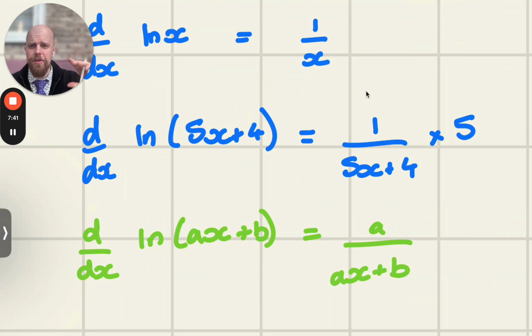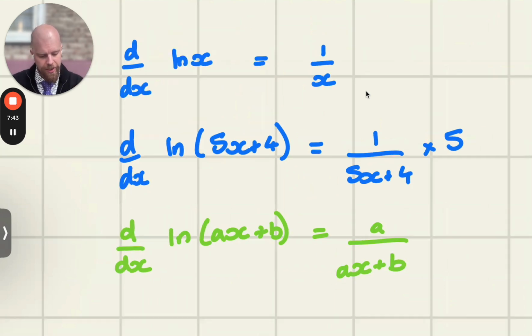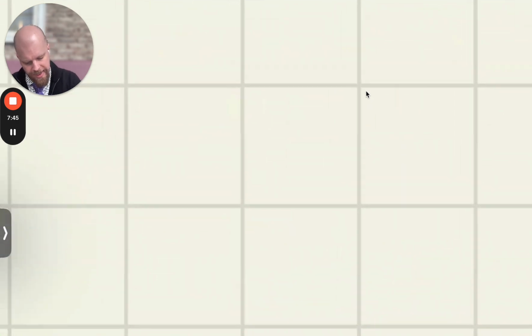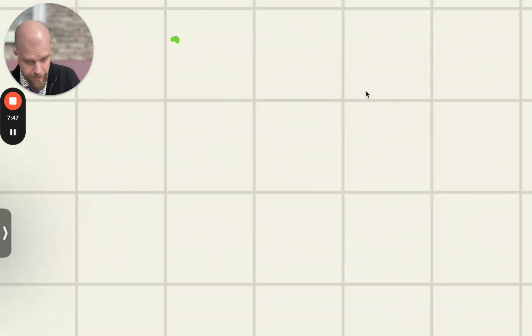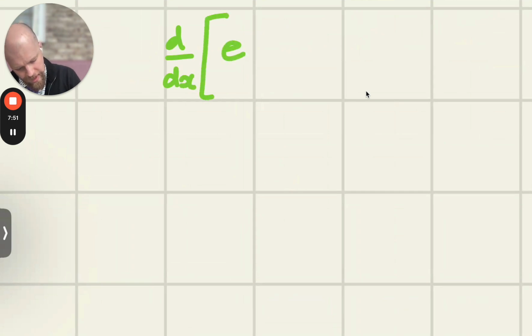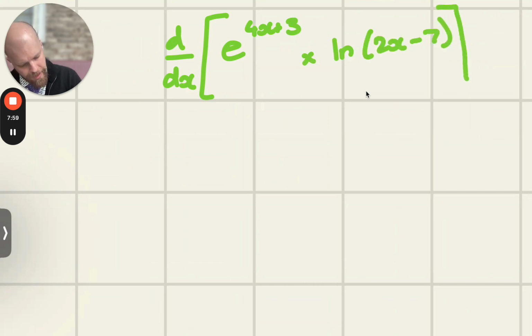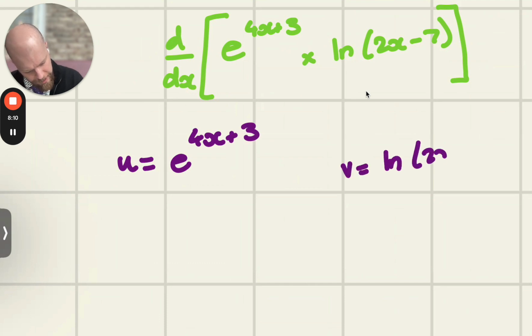Let's have an example of combining the exponential and logarithms together with one of our rules. So let's say I wanted to differentiate e to the 4x plus 3 times ln of 2x minus 7. Let's say we're going to differentiate that. Now I know this is the product rule because I have two things multiplied together, so we'll set out as normal. U is e to the 4x plus 3. V is ln 2x minus 7.